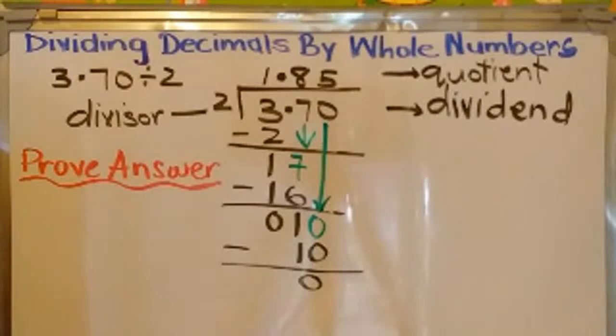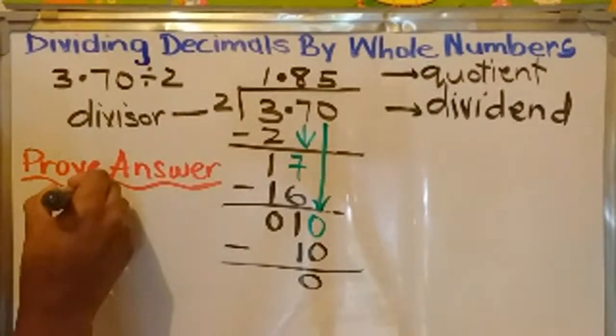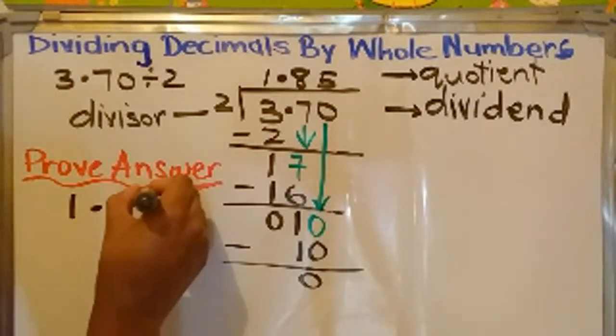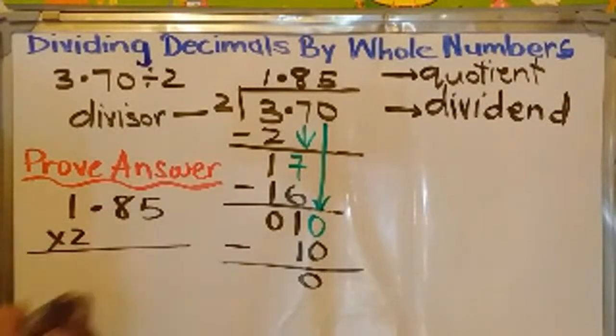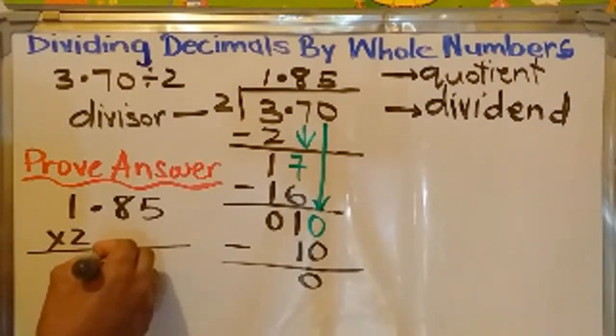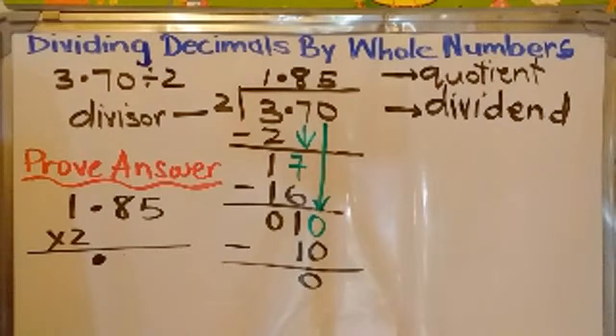And of course, the first thing we're going to do is to check to see how many digits are after our decimal place. We're going to take our quotient, which is 1.85, and multiply it by our divisor, which is 2. Check how many digits are after your decimal place, and there are 2 digits. So I'm going to put my decimal place down, and put 2 dots right here to say there should be only 2 digits after my decimal place.